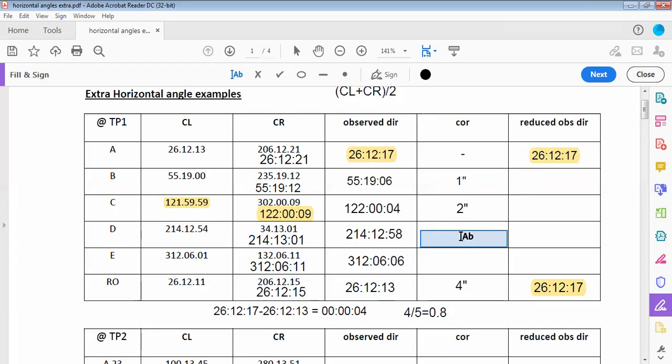For your third setup, we multiply it by 3. We get 2.4. We need to round it off. Therefore it gives us 2 seconds. For your fourth setup, we multiply it by 4. We get 3.2. Therefore we round it off. We get 3. And if we multiply it by 5, the fifth setup, we get 4. And that's why we got here 4 seconds. Does everyone understand so far?